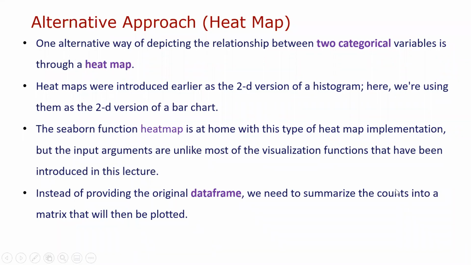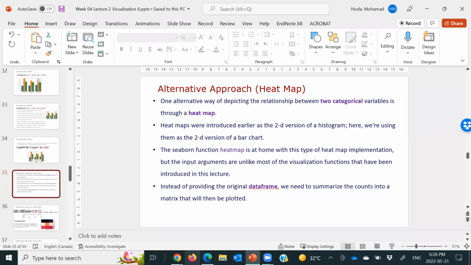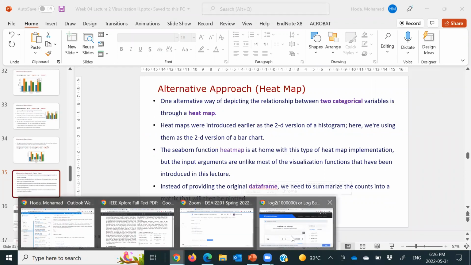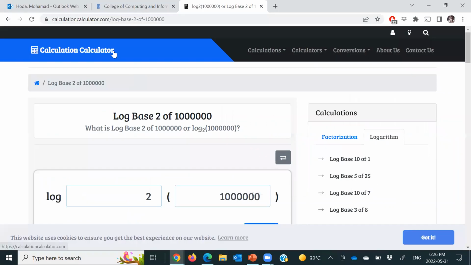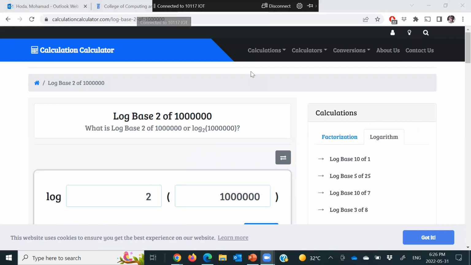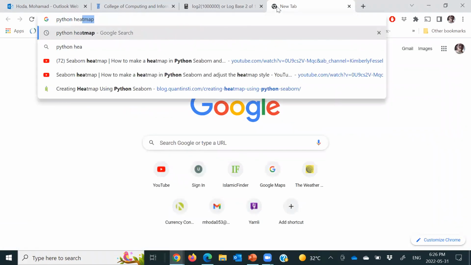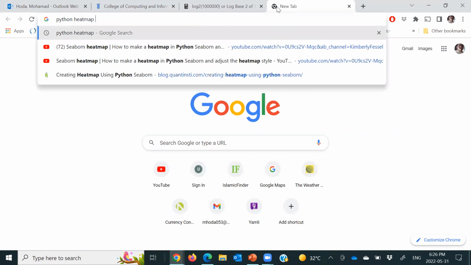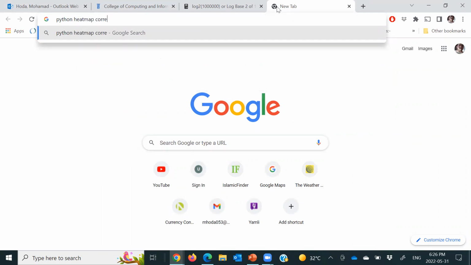By the way, guys, maybe we go here, for example, and let me write something like this for you, because you asked me this question. Let's say Python heat map correlation.